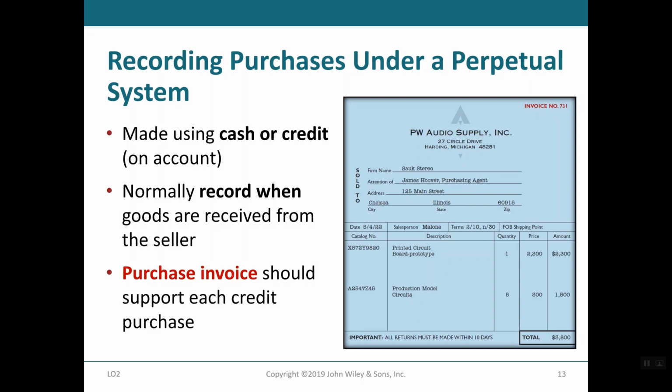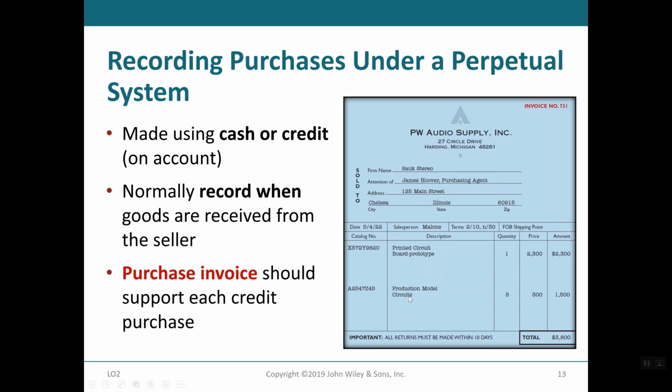Okay, so we normally record when goods are received from the seller. We usually record it in our system when we receive the goods from the person who sold them to us. Then we have the purchase invoices, which should support each credit purchase. And this is an example of what the invoice looks like. On the purchase invoice, we have the title of the company we bought from, our name, the person who sold to us, the address, and all that good stuff.